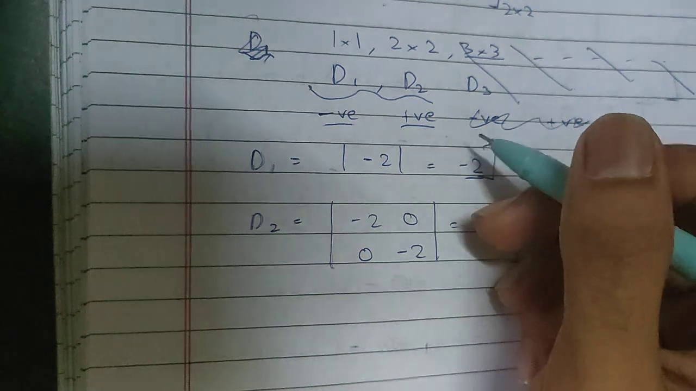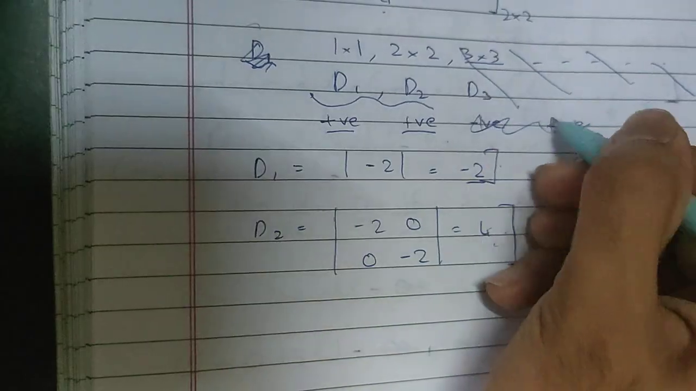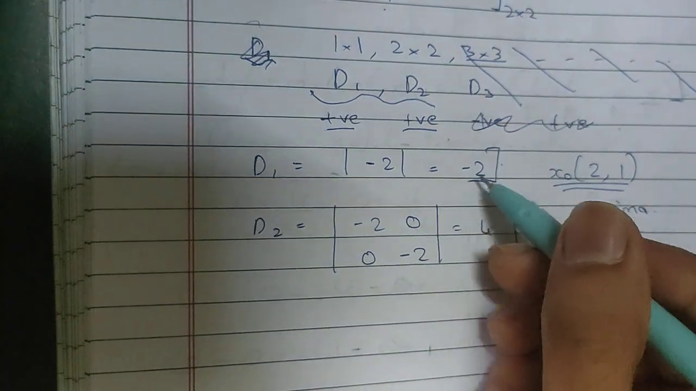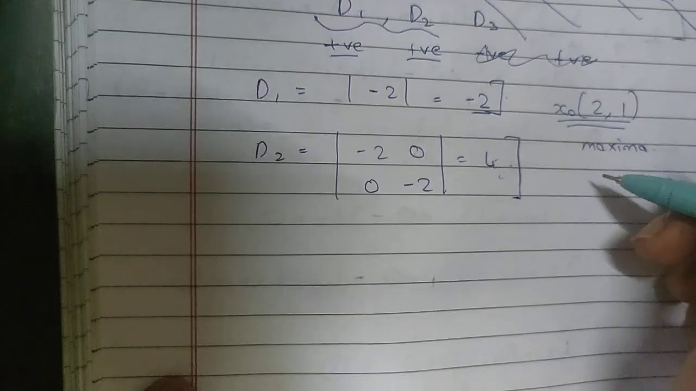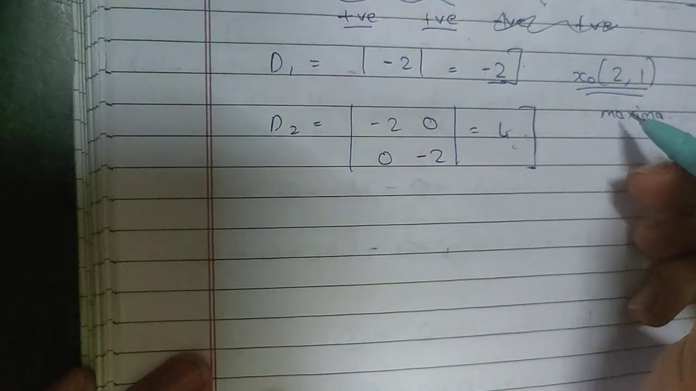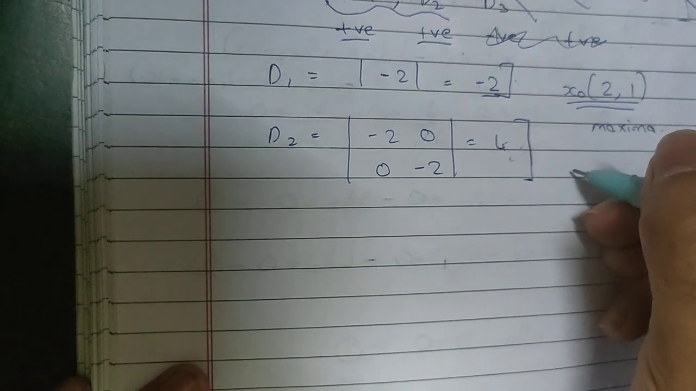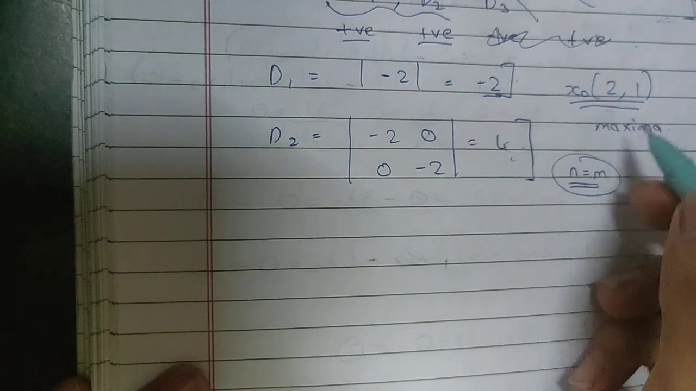However, if all the signs were the same, that is, all were positive, positive, positive, positive, for example if we got both of these as positive, then this would be a point of minima. That's all you need to remember. This is for whenever the number of variables is equal to the number of constraints, okay.